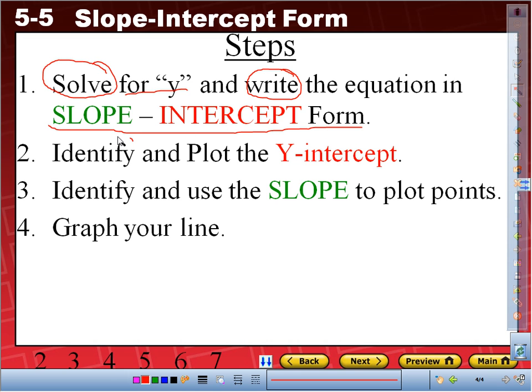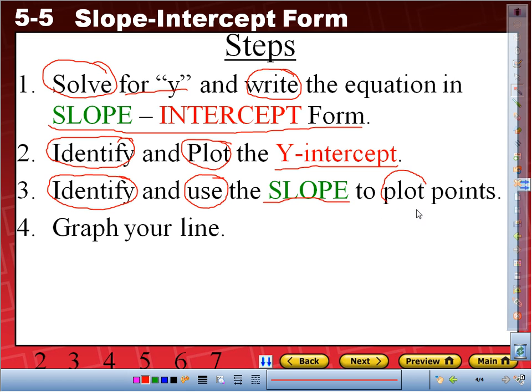Step 2, identify, also circle the word plot, and underline y-intercept. We're going to identify and plot the y-intercept. Step 3, identify and use the slope to plot. And what are we going to plot? Points. At the end, what do we do? Once we have all our points, we're going to graph. Okay?